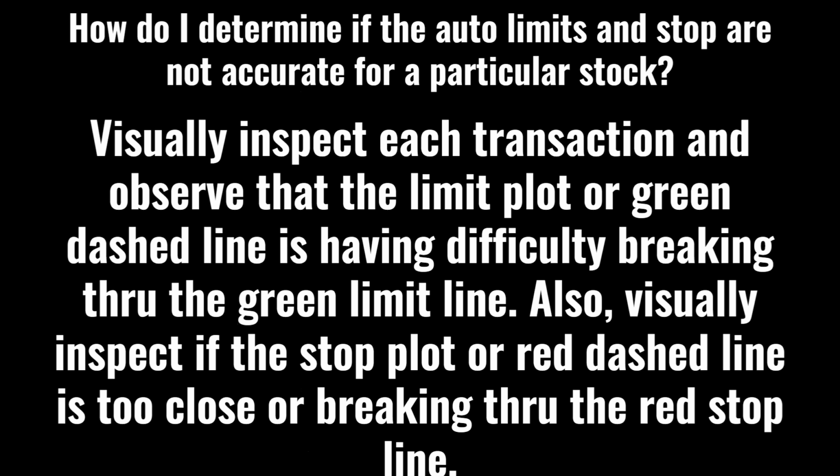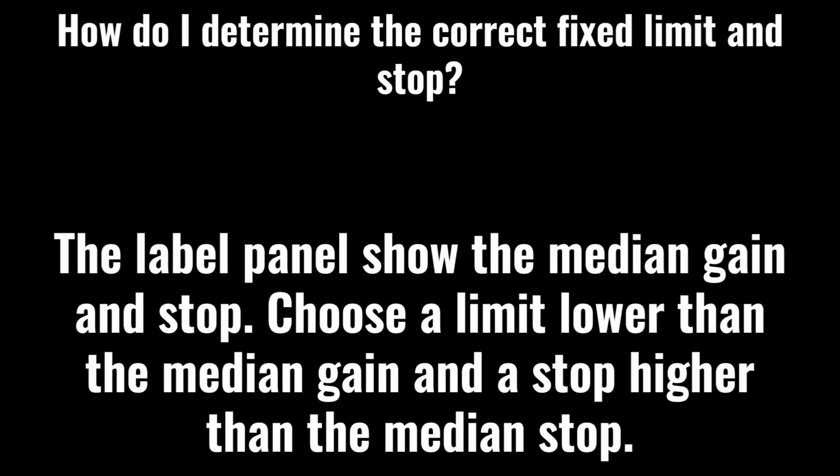How do I determine if the auto limits and stop are not accurate for a particular stock? Visually inspect each transaction and observe that the limit plot or green dashed line is having difficulty breaking through the green limit line. Also, visually inspect if the stop plot or red dashed line is too close or breaking through the red stop line. How do I determine the correct fixed limit and stop? The label panel shows the median gain and stop. Choose a limit lower than the median gain and a stop higher than the median stop.